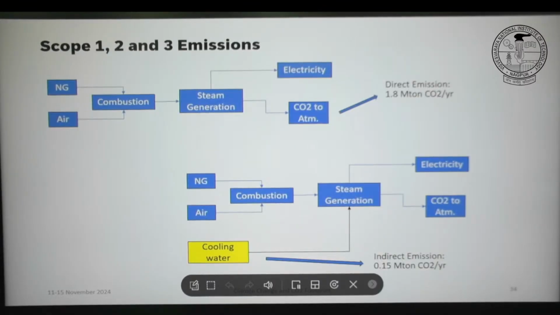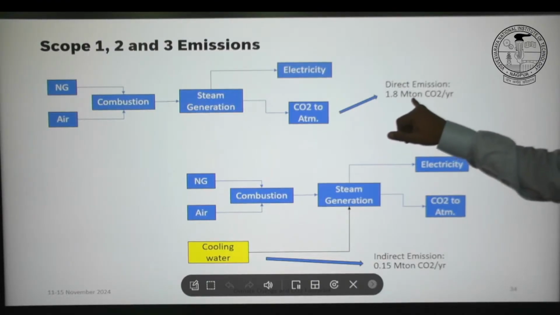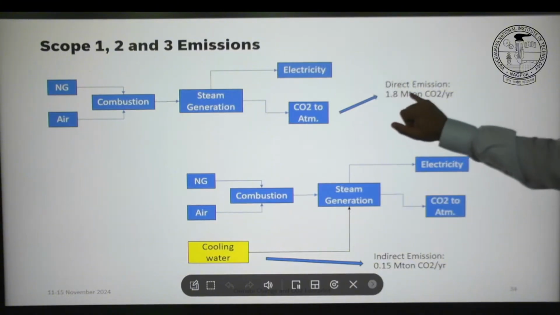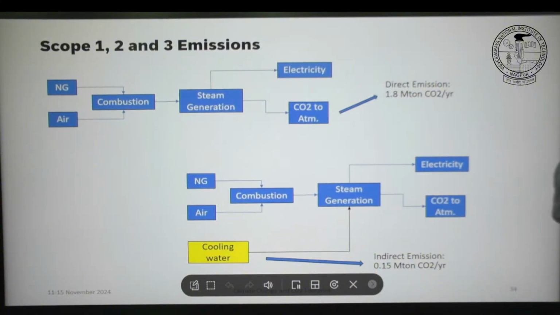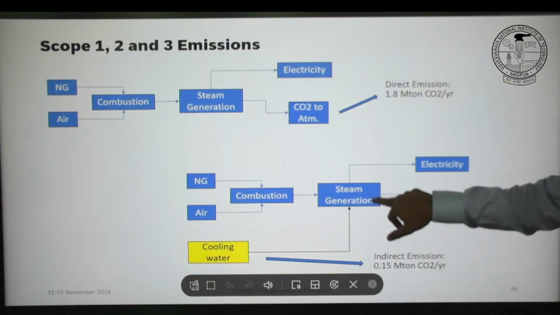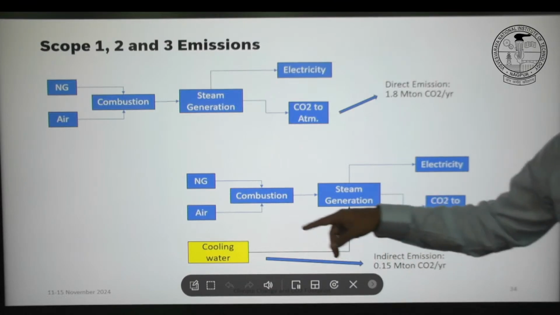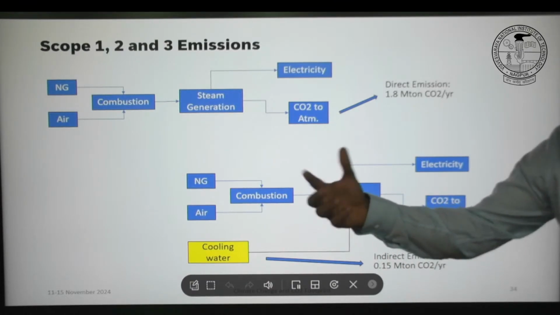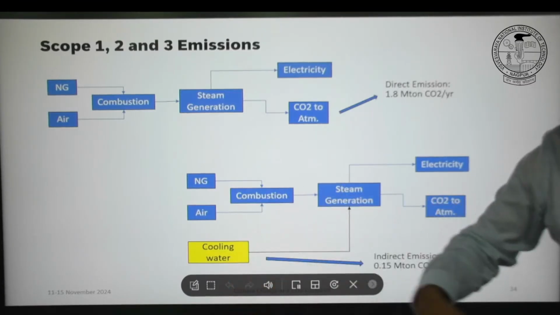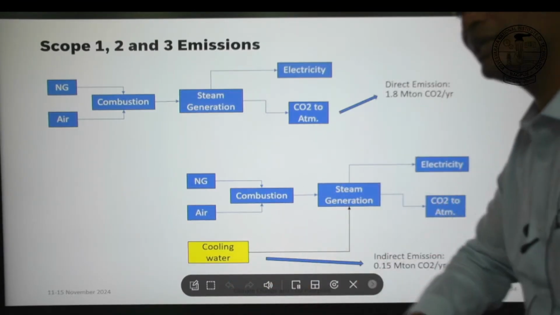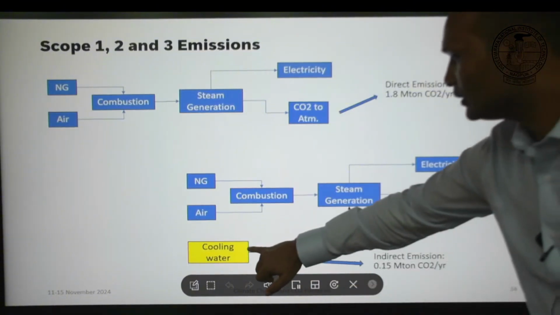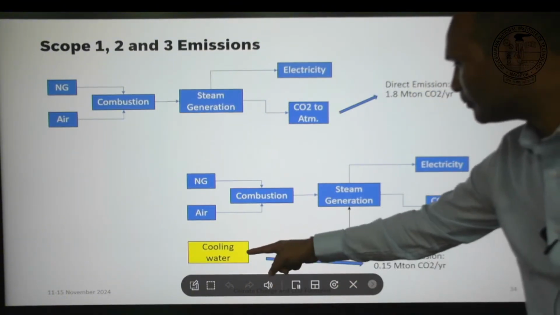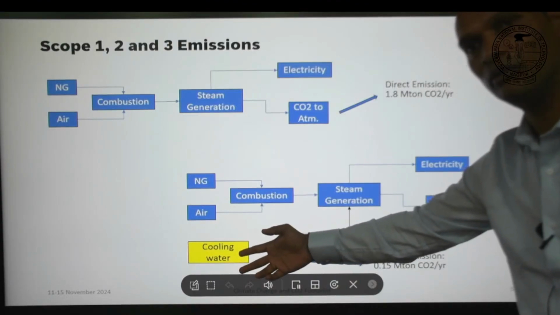So scope 1, 2, 3, we already said. Going back to this example, for a 500 megawatt power plant, you have only 1.8 million tons of CO2 per year. That's my scope 1. But during this process, I use a lot of cooling water. Even if I'm taking river water, I have to pump it, so I'm using some electricity. So generally, you have to put in a lot of power to produce the cooling water.